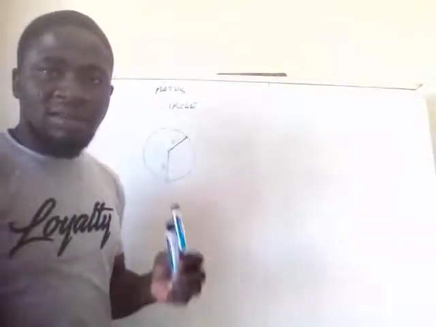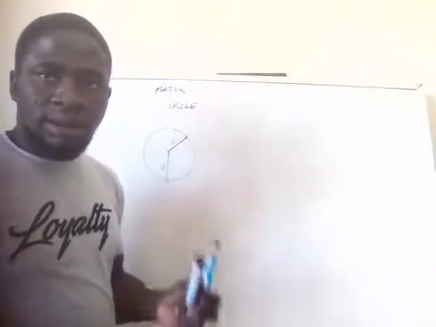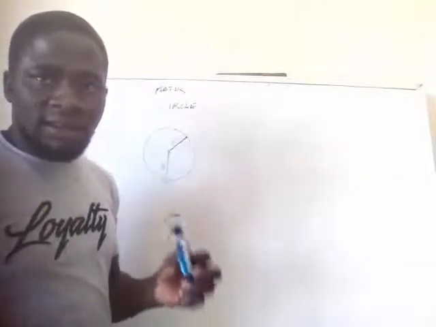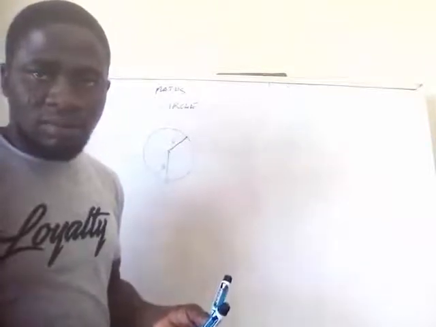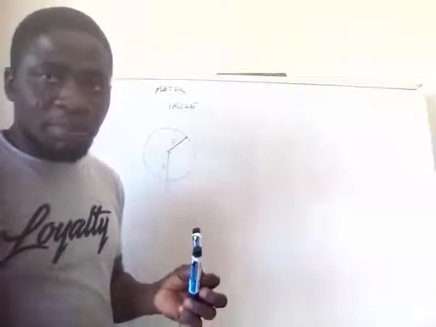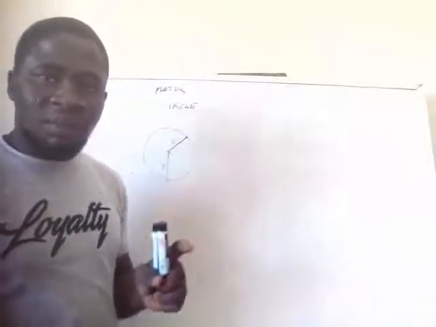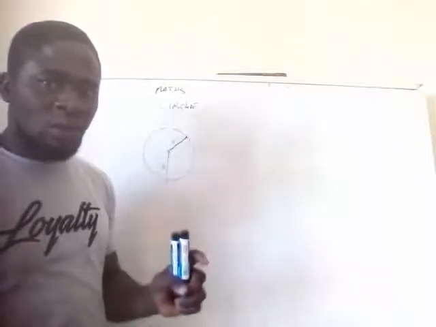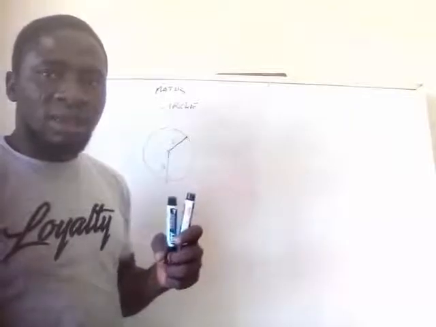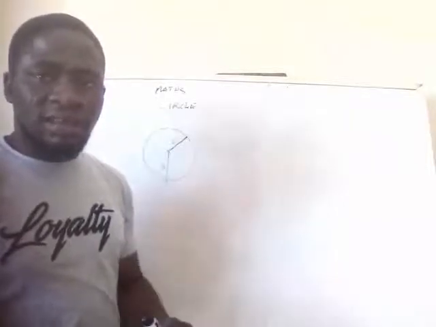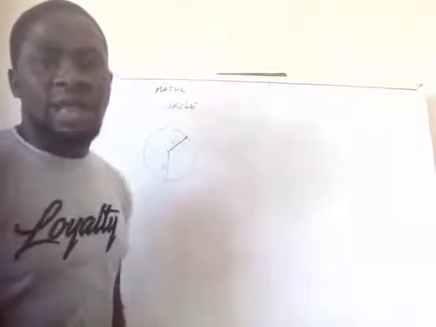The diameter divides the circle into two equal parts. But the radius is half of a diameter. Okay, radius is half of a diameter.